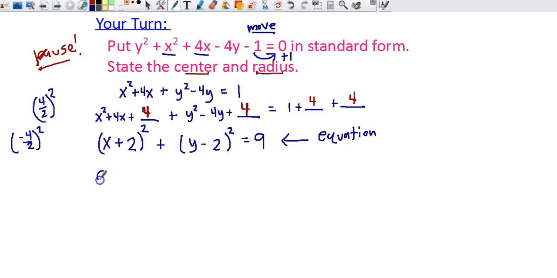Your center is the opposite. So negative 2, positive 2. And your radius is the square root of 9. So your radius is going to be 3.